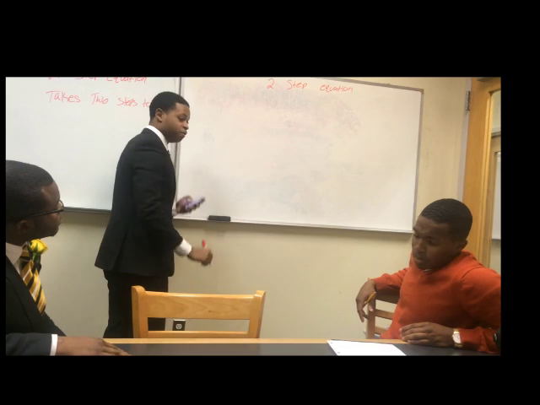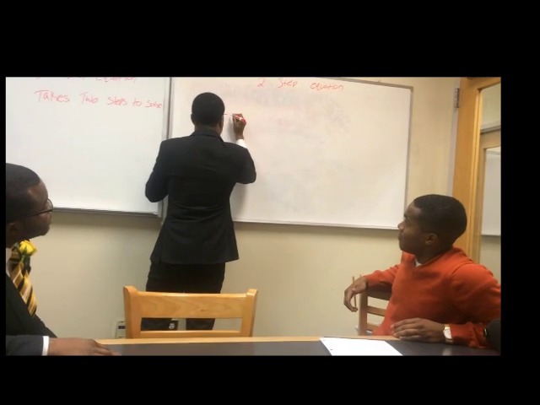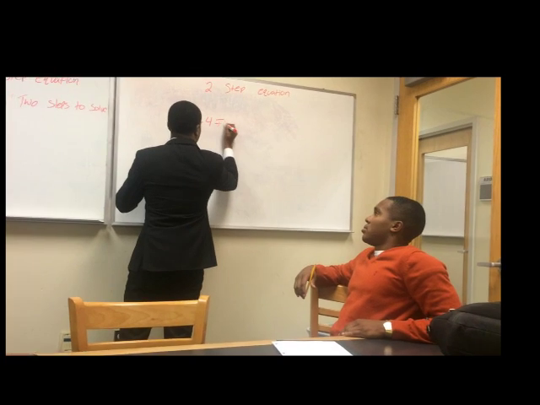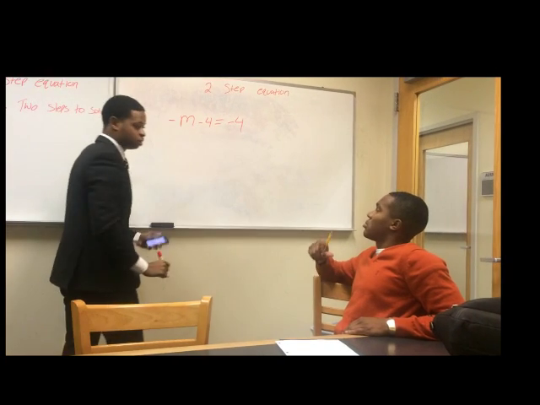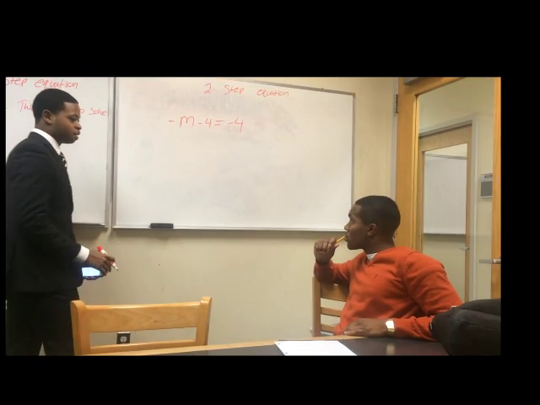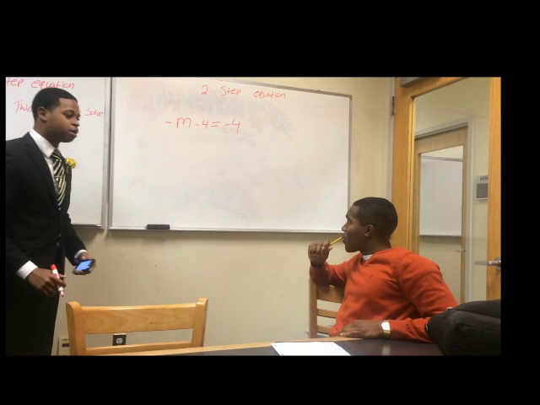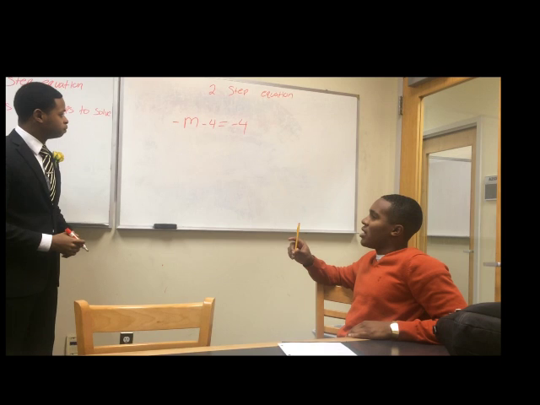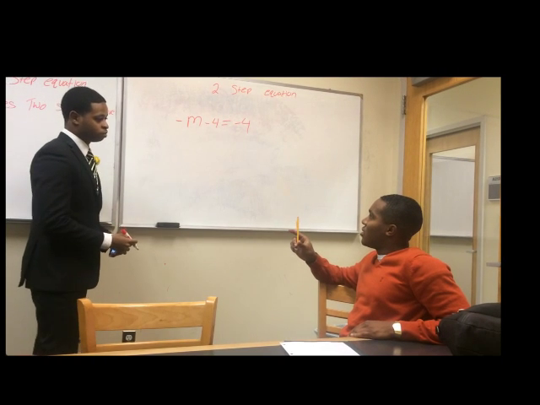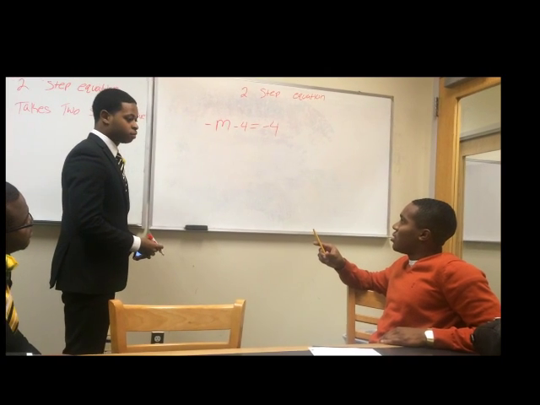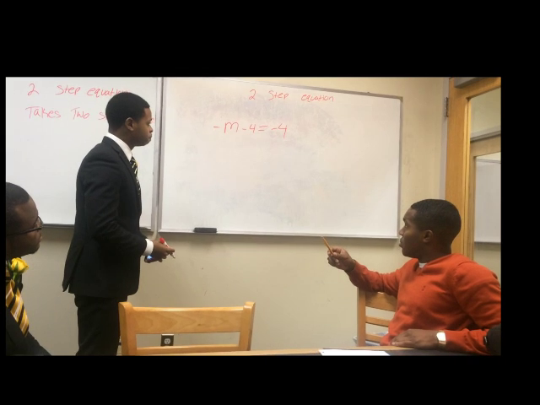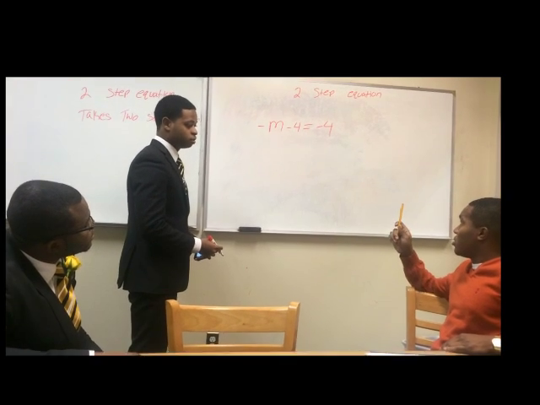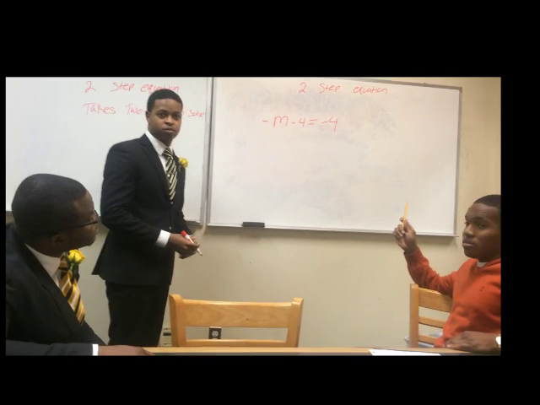Alright, the next problem is going to be for you, Mr. Troy. You're going to have negative m minus 4 equals negative 4. Now what's the first thing that I should do for this problem right here? Like you said, I think I want to go ahead and add 4 to both sides, so I can cancel out that negative 4 on the left hand. So I think it would be negative m equals negative 8.